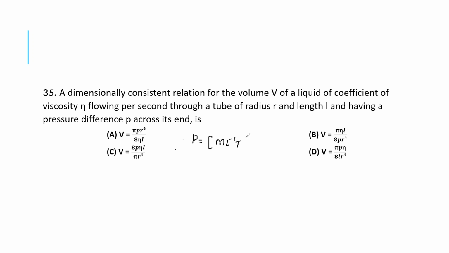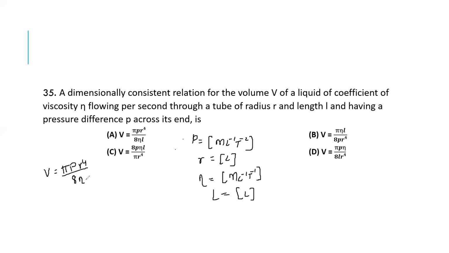Okay, so here the pressure is given by the dimensional formula, it is m L raised to minus 1 t raised to minus 2, and radius r is equal to L, and coefficient of viscosity is equal to m L raised to minus 1 t raised to minus 1, and for length we will get it as L, right? So again we can take all the options, but here if we take the first one, that is V is equal to pi P into r raised to 4 divided by 8 eta into L.